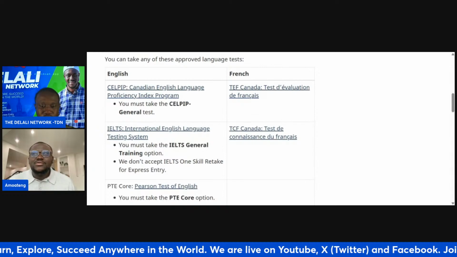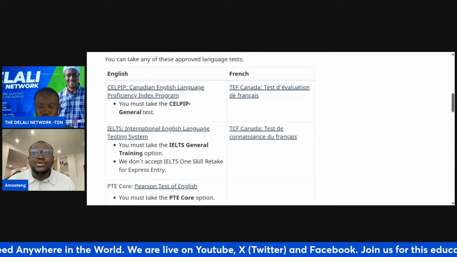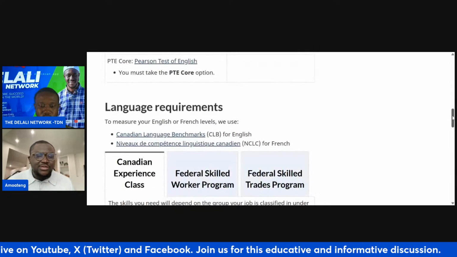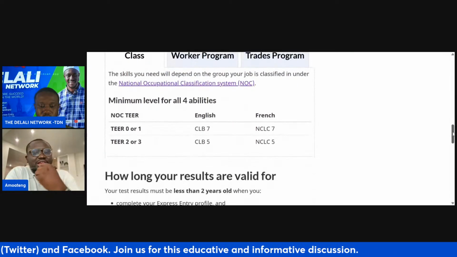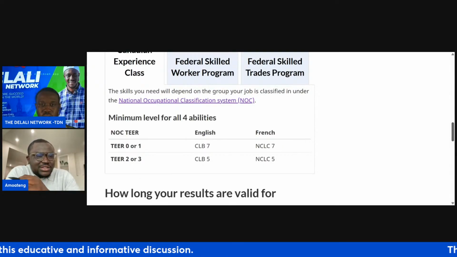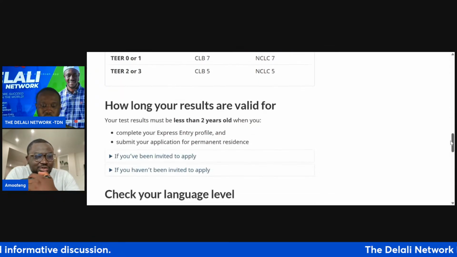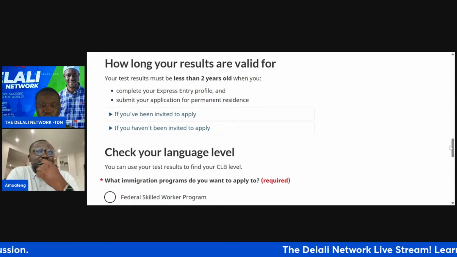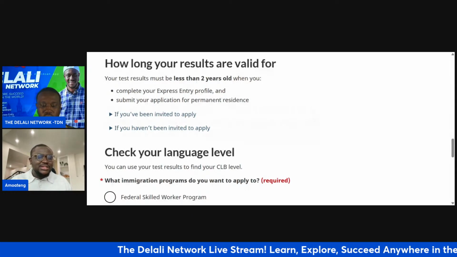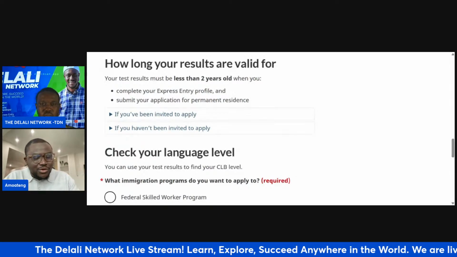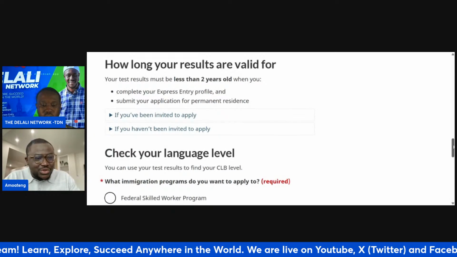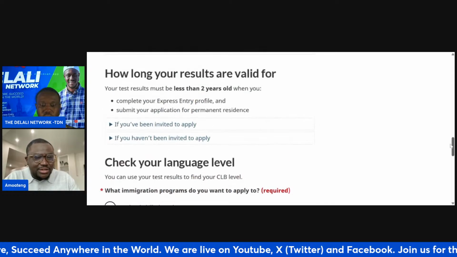Yeah, that's a very good question. It depends on your strategy and everything. But for the English exams or the French exams, whatever, the validity should be less than 2 years. So at every point in time that you submit your profile, you should make sure that the validity of your language exam results is less than 2 years.